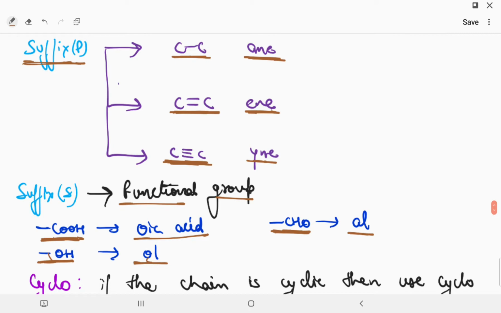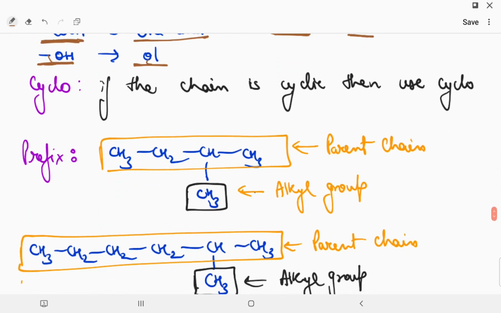Okay, now understand cyclo. If the chain is cyclic, we use cyclo.